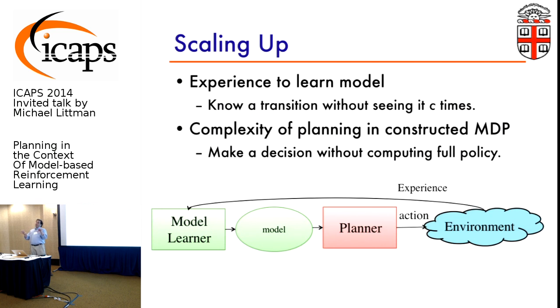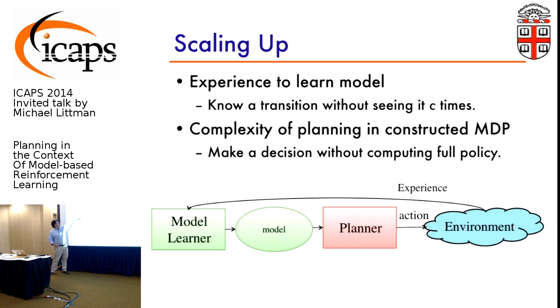And both of these components need a little bit of attention for this to work. We need to figure out how to use our experience to learn a model where we don't have to see every single transition C times to believe them, right? We need to somehow learn about some transitions while we're actually taking other transitions. We have to generalize that information from one place in the state space to another. That's not so horrifying. Maybe there's good ways to do that. And we also have to worry about the complexity of planning.